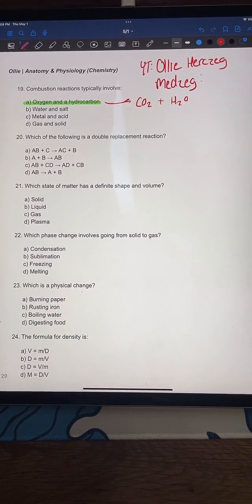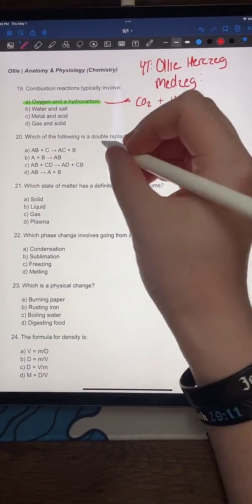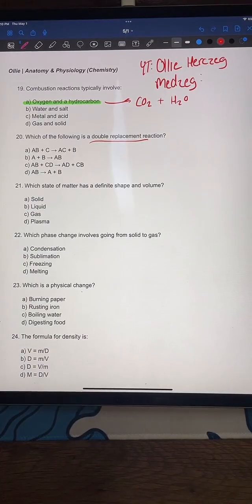Number 20. Which of the following is a double replacement reaction? I have 60 questions here today for us.